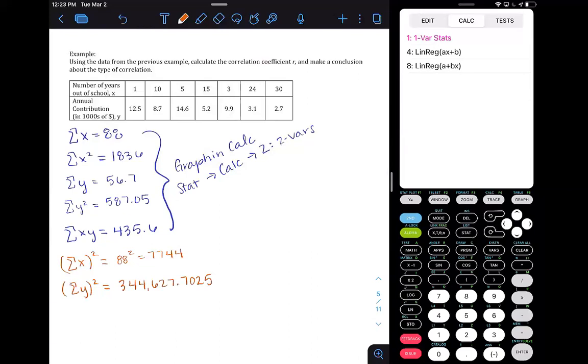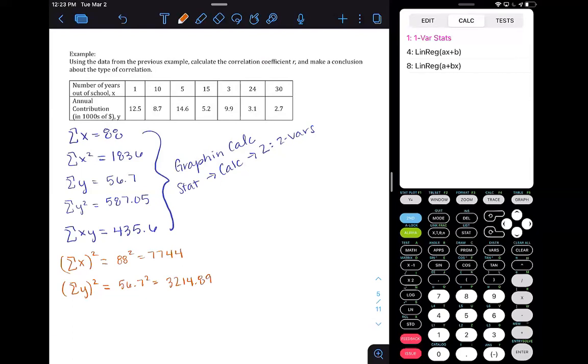I highly recommend you do not round unless you absolutely have to. Oh, it helps if I look at the right spot. Sorry, I was looking at the y squared. All right, so 56.7 squared is 3,214.89. Sorry about that.